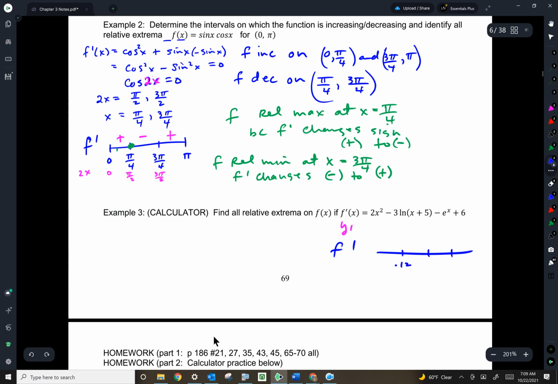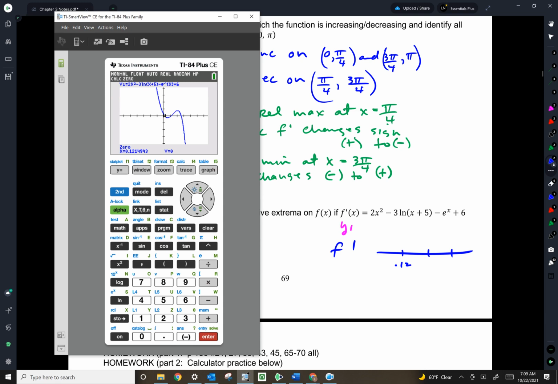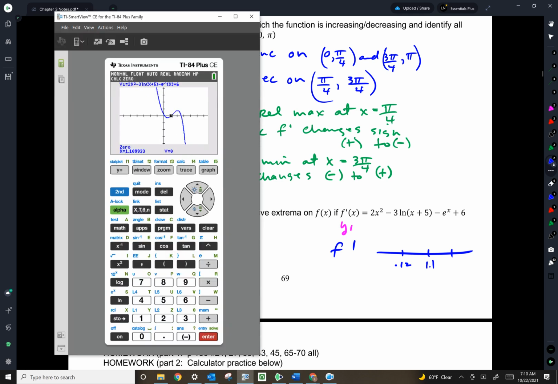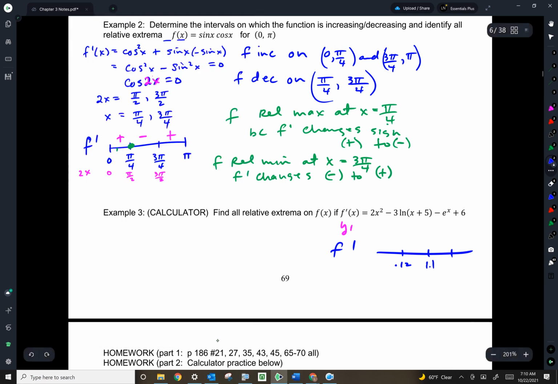Okay, I'm going to go in and find the other 2. You all can do that. You don't need me to do that. Second trace, the zero. I'll use that for my left bound. Just go past that second one. Enter. So that one is 1.10, 1.1. I'm cutting it off sooner than I normally do, because I'm not trying to be as exact in these notes. And then I'll find that third one. Left bound, we'll just pass there, right bound. So 2.59.